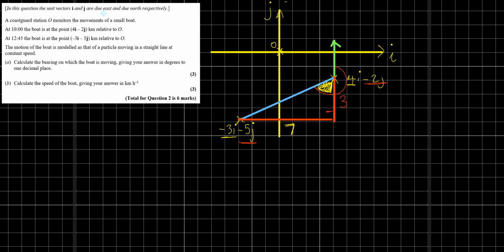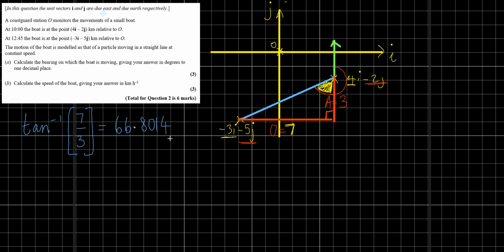Now, this will be our right angle triangle. This is going to be our opposite. This is going to be our adjacent. So we're going to use tan to solve the angle. So the inverse tan, opposite divided by adjacent, so 7/3. So that angle is going to be 66.8014.